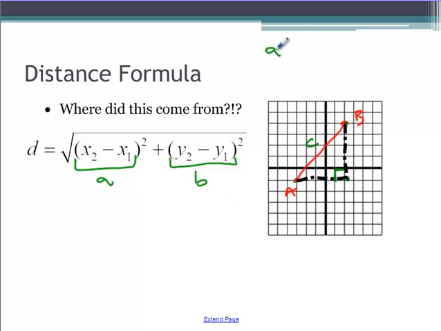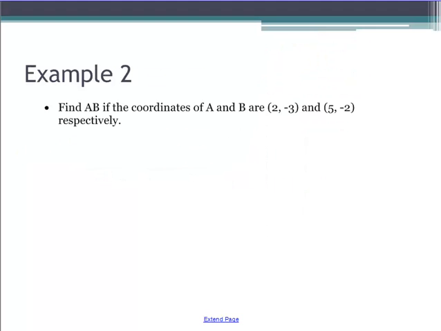So if I take a squared plus b squared equals c squared, and I get c by itself, I take the square root of the other side. The distance formula is a fancy version of Pythagorean Theorem. It's using a graph and two specific points. So find AB if these are the coordinates. So we could use distance formula because we don't have a graph here.